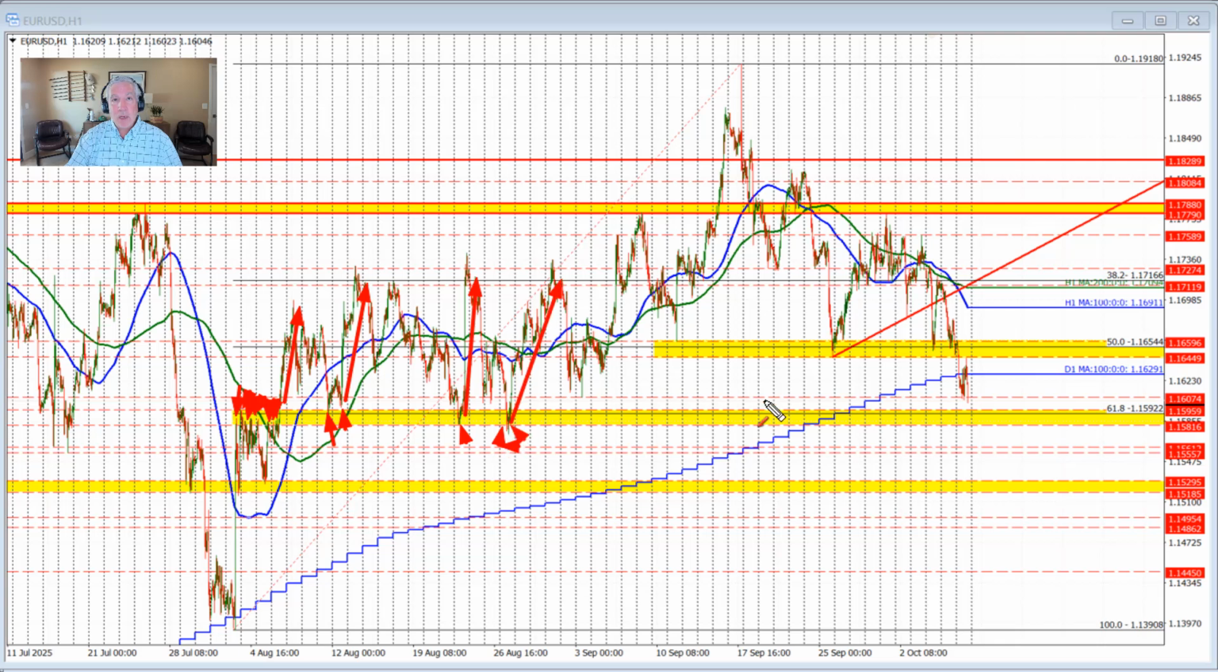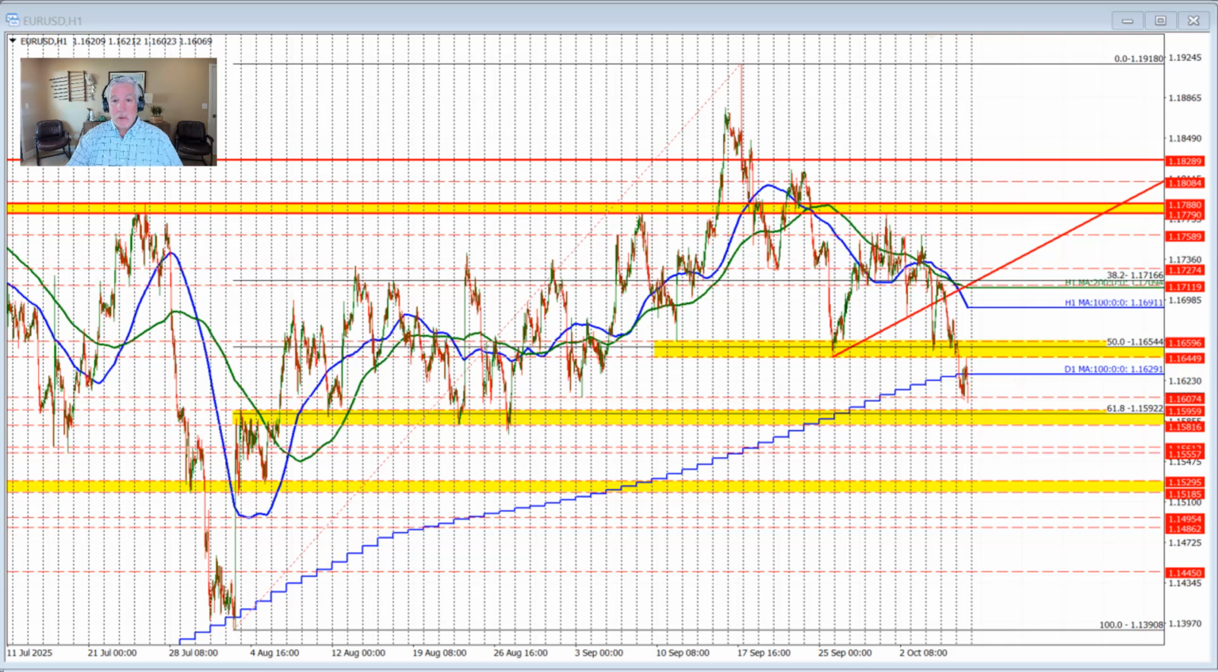Found support, moved higher. We're now moving back down toward that level, toward the 61.8% retracement, or that area between 1.1581 and 1.1595. The 61.8% is at 1.1592. Getting below that area would open the door for further selling. Risk now is the 100-day moving average. You don't want to see the price move back above the 100-day moving average. That just wouldn't be right.